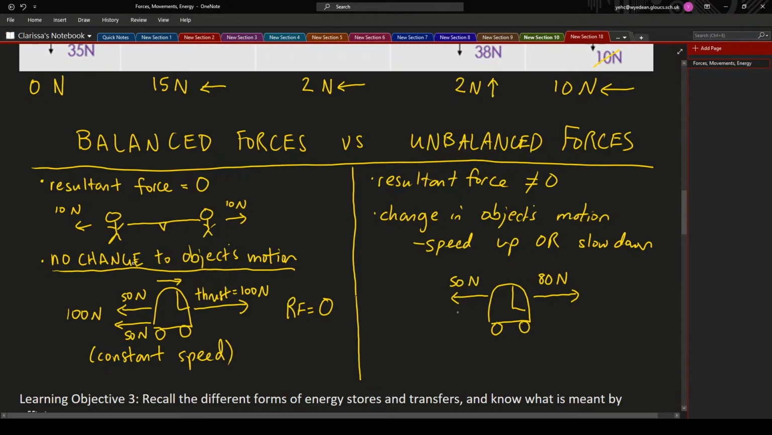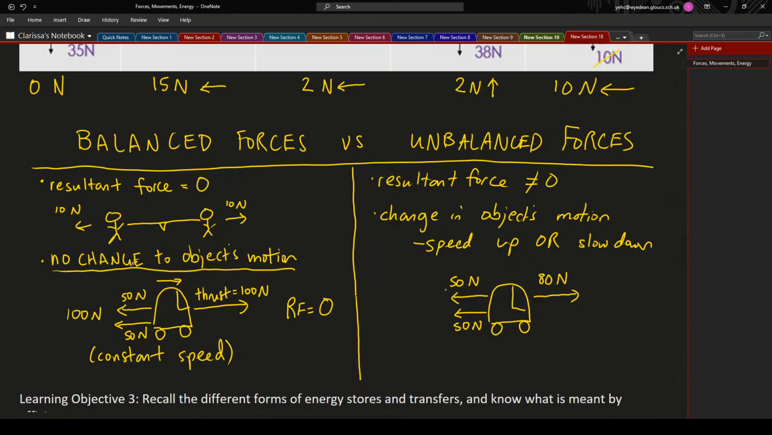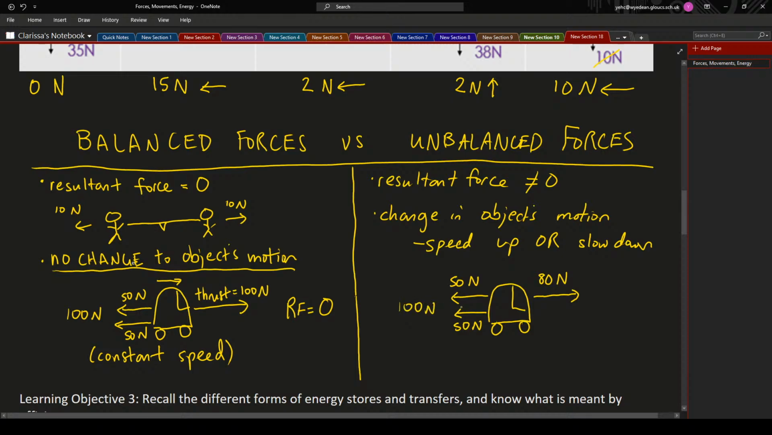And air resistance and friction were still the same at the very start. So he lowered the thrust to 80, and then the air resistance and the friction were still the same immediately after he did that. Well, we have a total of 100 newtons pulling it back, 80 newtons pulling it forward. So overall, the resultant force is going to be 20 newtons to the left, right?